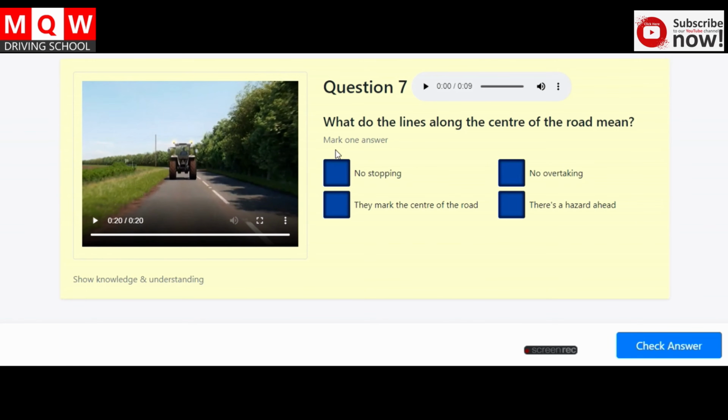Okay, now listen to the question. What do the lines along the center of the road mean? No stopping. No overtaking. They mark the center of the road. There's a hazard ahead. The lines tell you there is a hazard ahead. As I said, yellow lines and red lines are related to no stopping, no overtaking, this kind of thing. No overtaking is a double solid line. So this is the hazard warning. Okay, so check your answer.